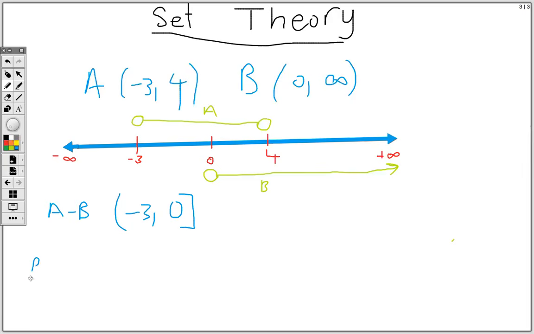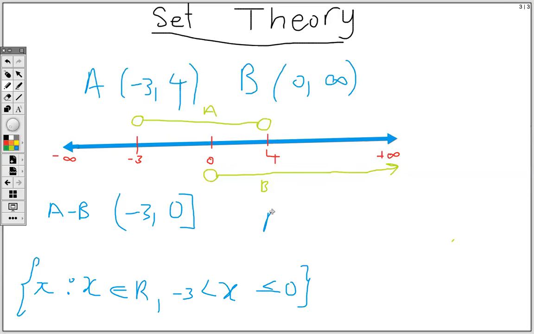If we're going to represent this as a set builder, we'll have x is such that x is an element of the real numbers where x is greater than negative 3 and lesser than or equal to 0.